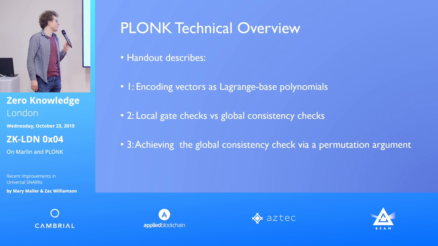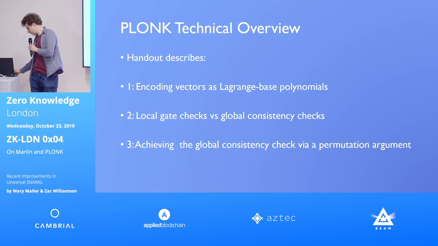And then it goes into a bit more detail about this idea of a local gate check and a global consistency check, which I'll talk about in the next slide, and then how to achieve that global consistency check via a permutation argument, which might become a bit clearer.